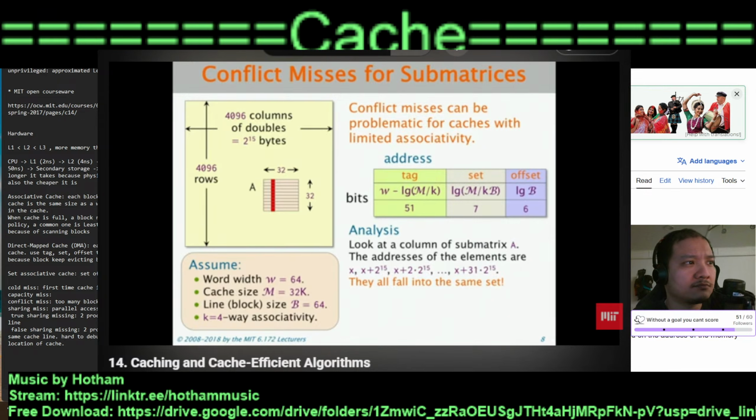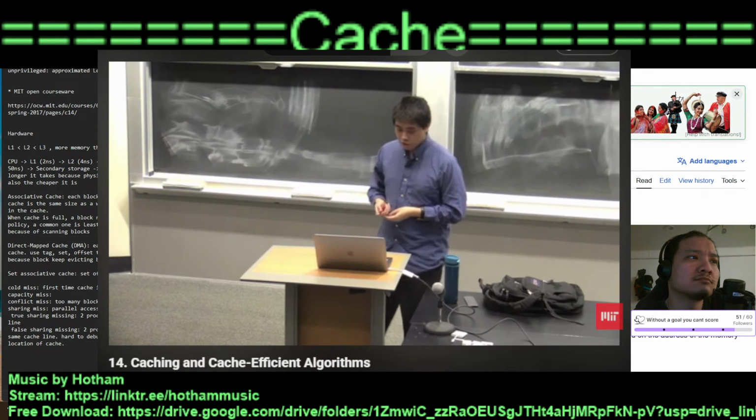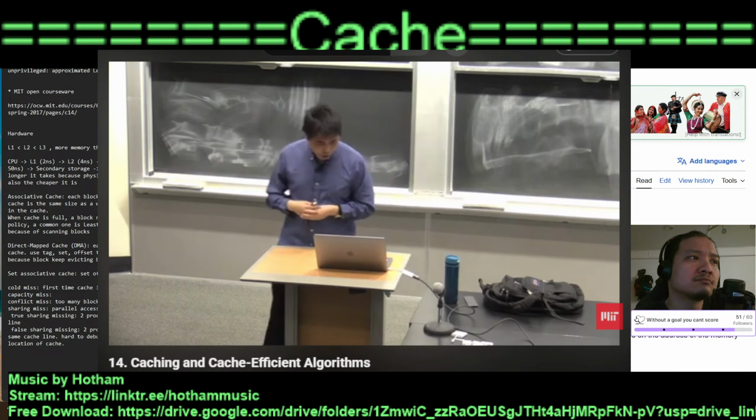Yeah, so one solution is to pad the matrix. You can add some constant amount of space to the end of each row, so each row is longer than 2 to the 15th bytes. Maybe you add some small constant like 17, so you add 17 bytes to the end of each row. Now when you access a column of this submatrix, you're not just incrementing by 2 to the 15th, you're also adding some small integer, and that's going to cause the set and the offset fields to change as well, so you're not going to get as many conflict misses. So that's one way to solve the problem.